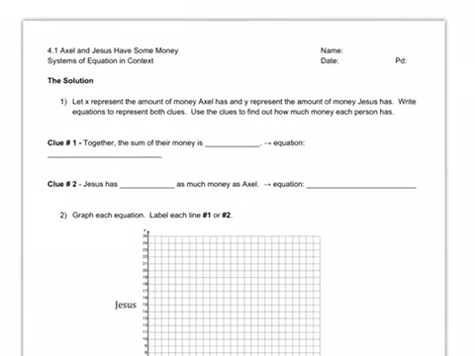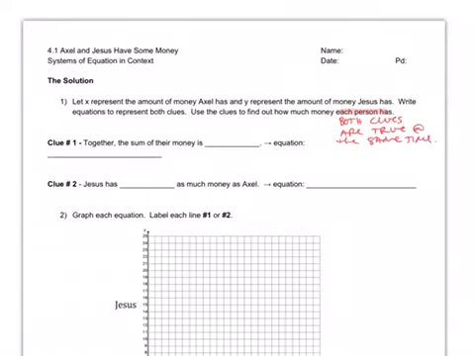So, clue 3 is really actually the system of equations. And we're going to find a solution to this system. So what we have is we have x and y again, a let statement. Let x represent the amount of money Axel has. Let y represent the amount of money Jesus has. Write equations to represent both of these clues. And then use these clues to figure out how much each person has when both clues are true at the same time. Both clues are true at the same time, or simultaneously.